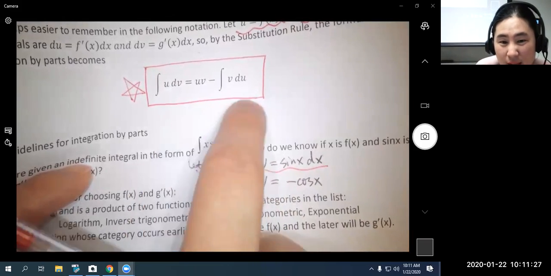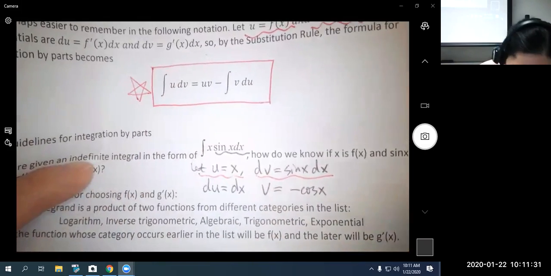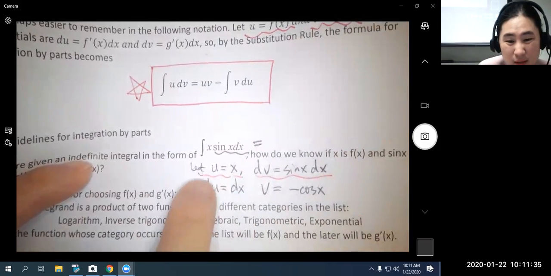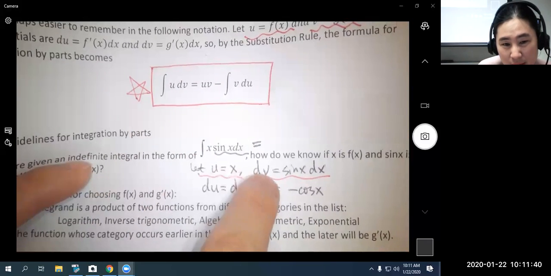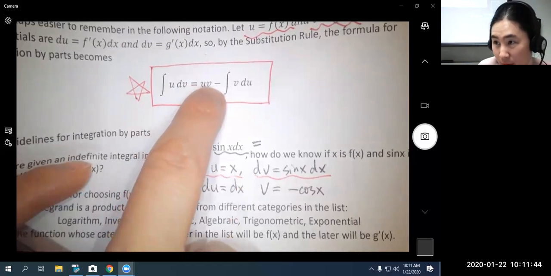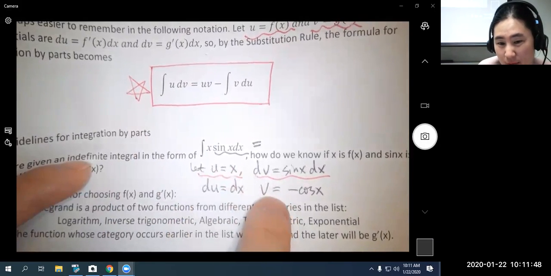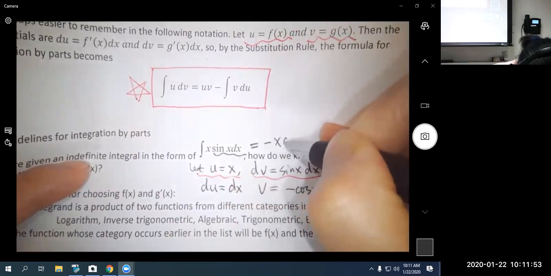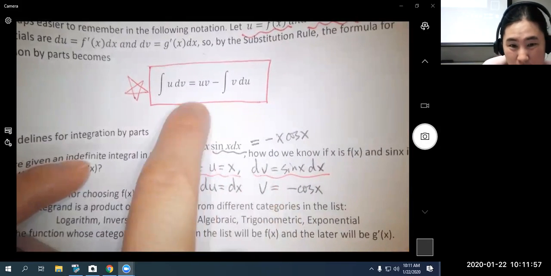And then let's apply the integration by parts to solve the problem. Okay, so now we know this is the integral of u times dv. It should equal what? u times v. What is u? x. Times v. What is v? Negative cosine x. So this will be u times v, which is this, right?